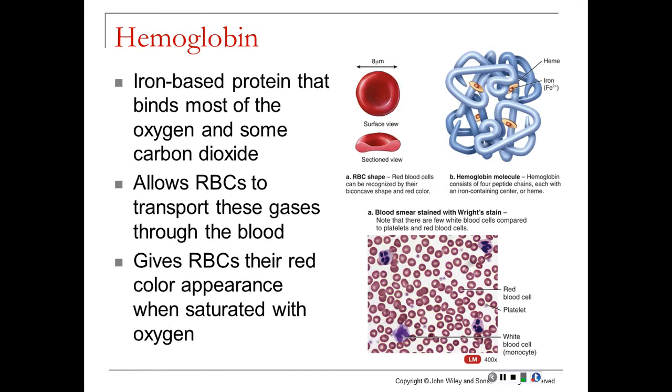Hemoglobin is that iron-based protein that helps to bind to that oxygen and carbon dioxide. You can see here the overall sectioned view where it's biconcave, caving in on both sides. The hemoglobin molecule itself here contains iron. That iron is going to help increase the binding affinity of oxygen. So in other words, it's going to make this molecule act like a magnet for oxygen and hold lots and lots of oxygen as it is transporting throughout the blood. It also gives red blood cells their reddish appearance. When it's saturated with oxygen, those hemoglobin molecules make our blood that deep red color.